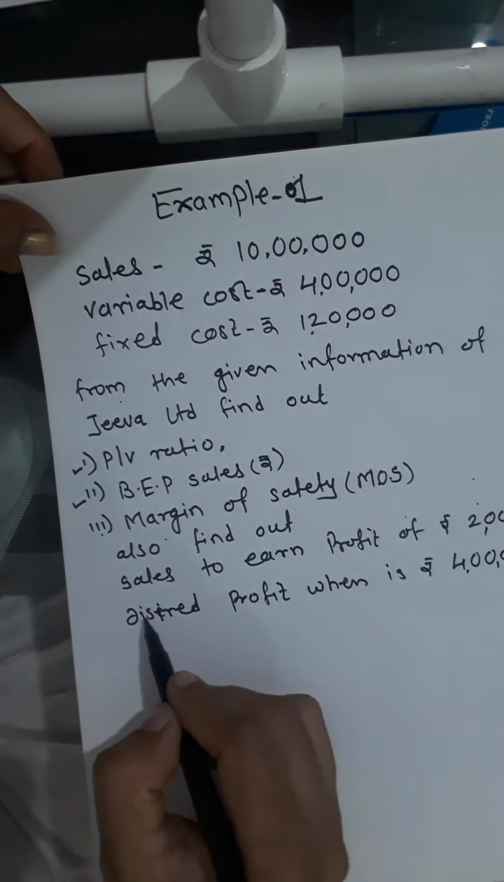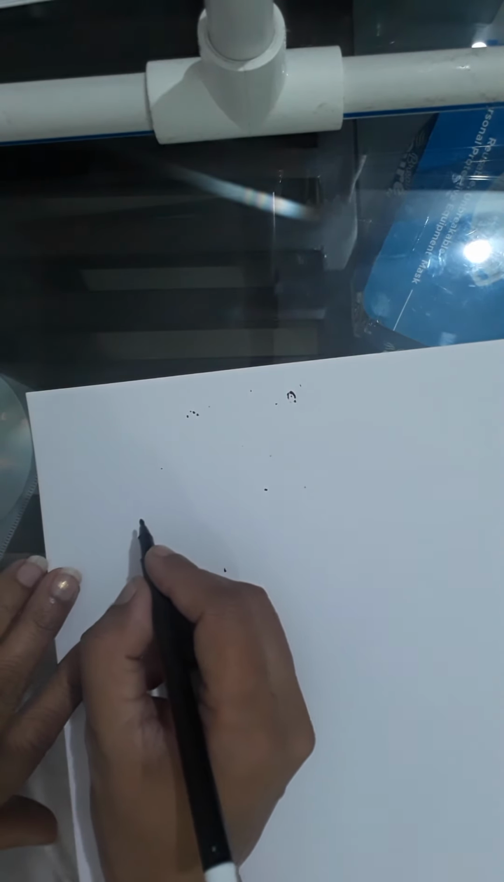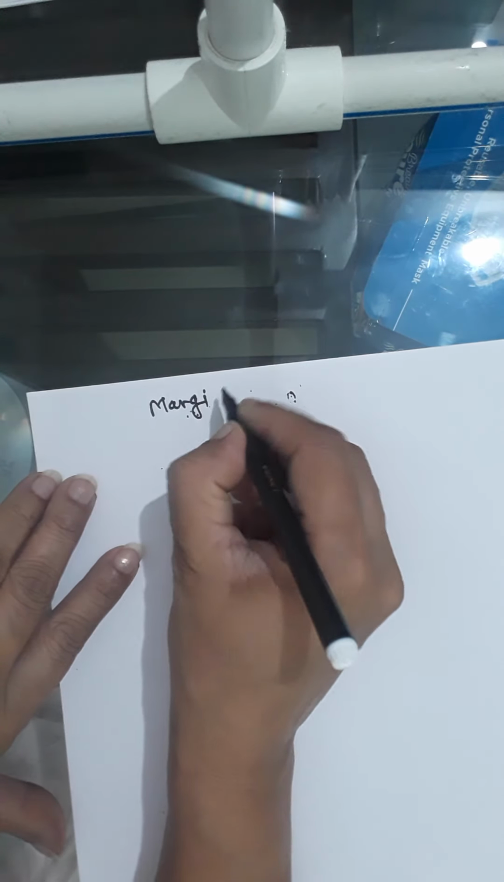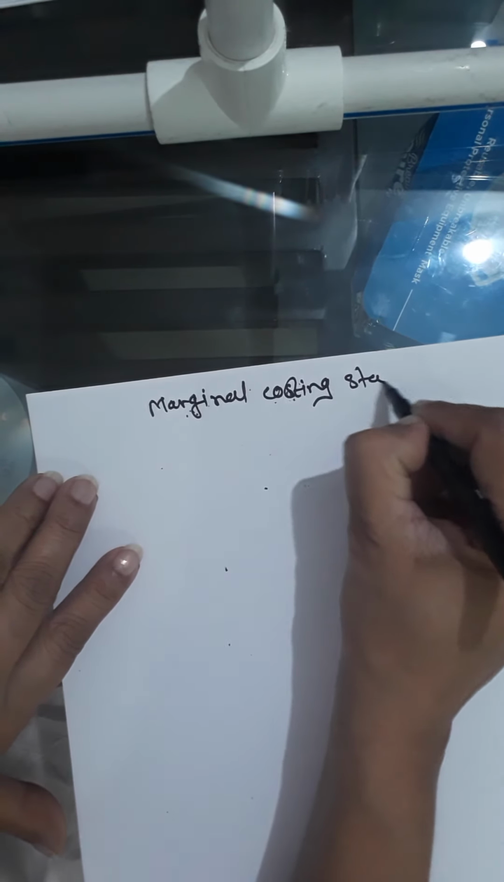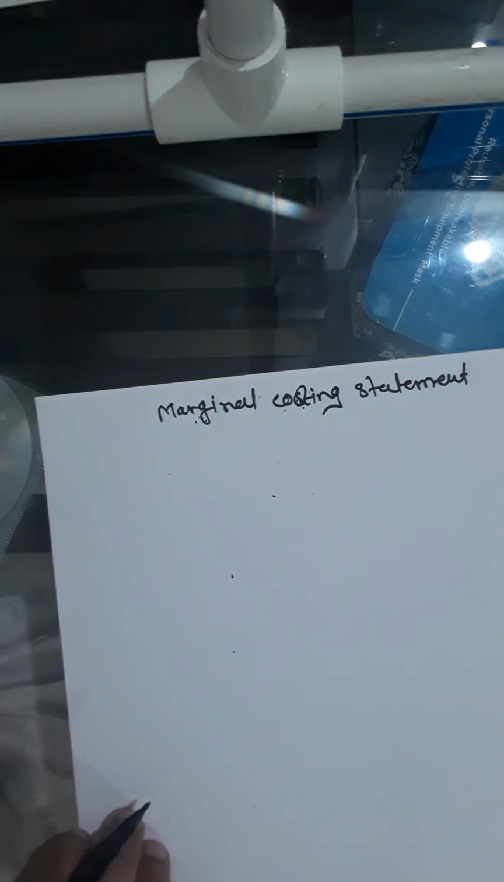So students, without wasting time, we'll start to solve this example. First of all, we should know how we have to start. I have told you about the marginal costing statement, that I will revise again over here. Marginal costing statement. What is that statement? In that statement, what do we do?